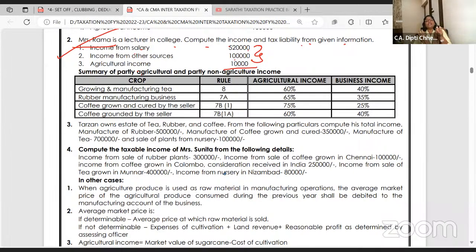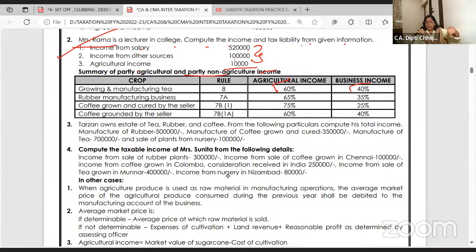Growing of coffee is agricultural activity, but picking up the beans and roasting it and powdering it, and we get ready powdered coffee, is a commercial activity. So for them, some rules are given in the act. If it is tea, coffee, 60% is agricultural income exempt, 40% is business income taxable.